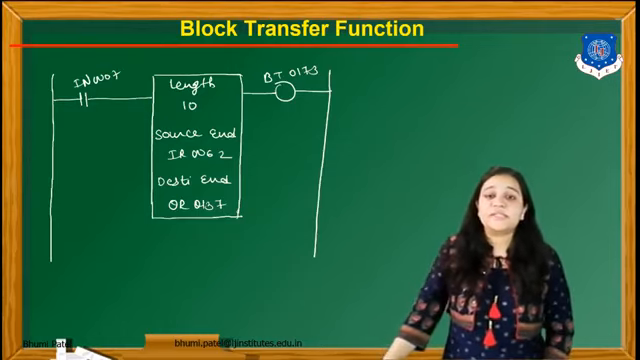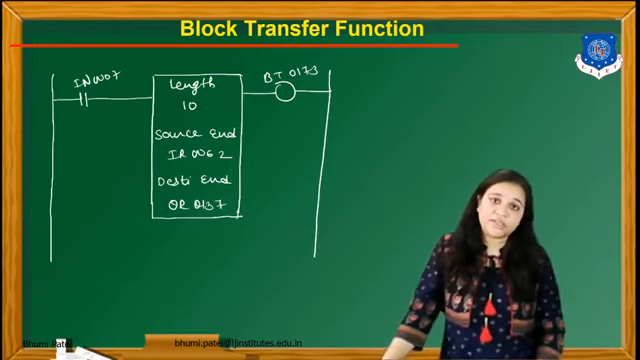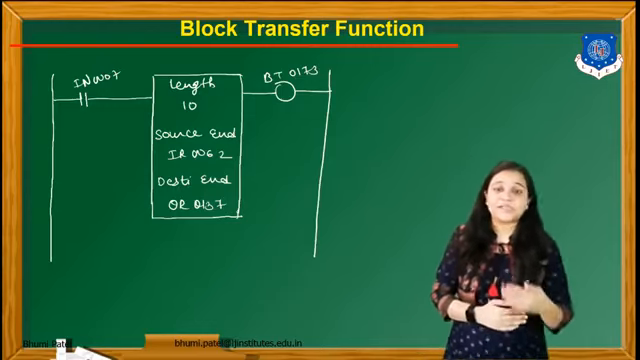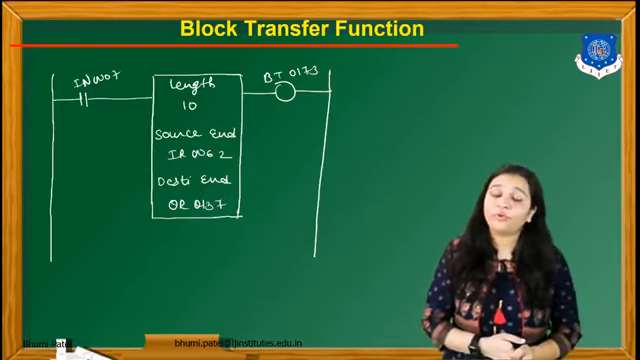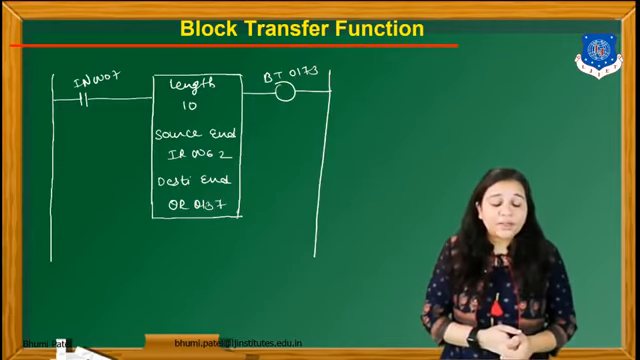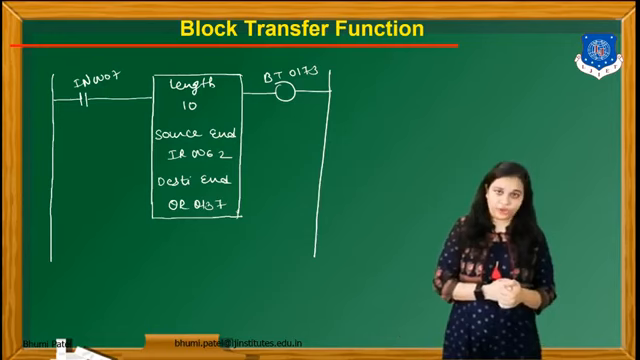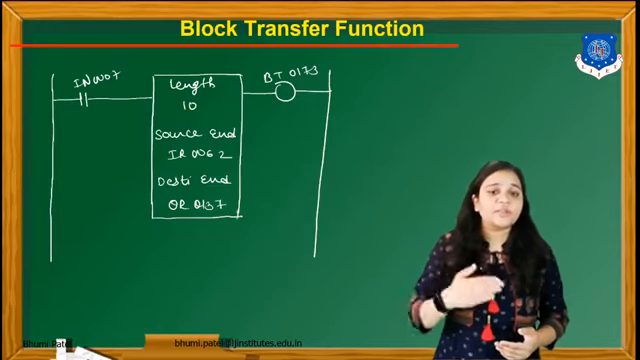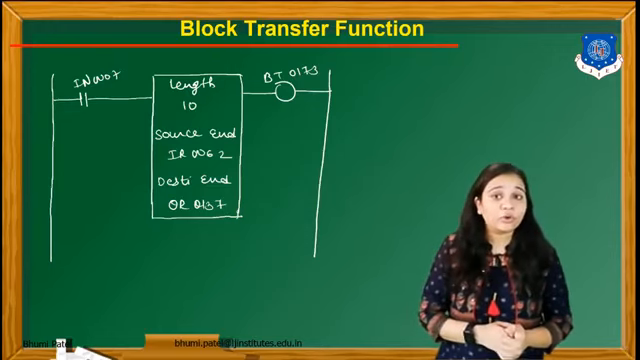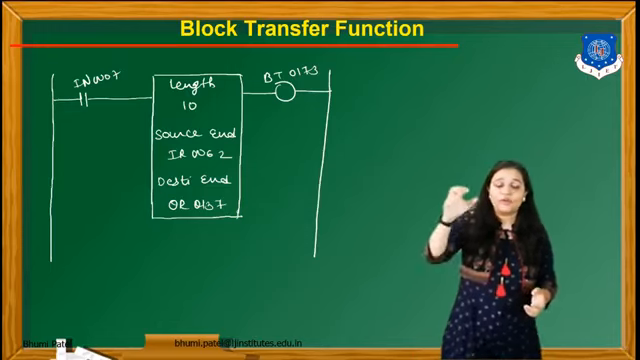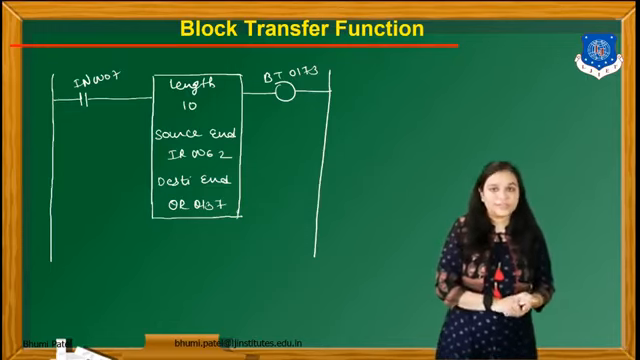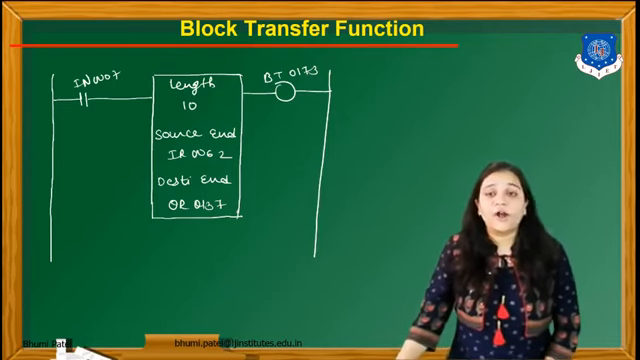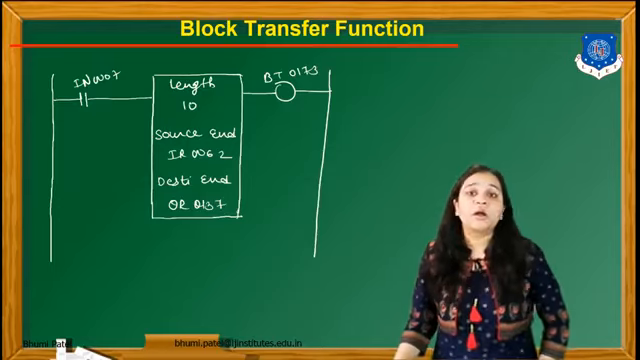So in the same program, in the same run, we can transfer multiple registers at the same time. This is the advantage of the block transfer function. But the addresses of the registers must be continuous; that is the compulsory condition for the starting and ending addresses. If we have to transfer registers like 0054 and 0056, we cannot use the block transfer function. For that we must use the move function.